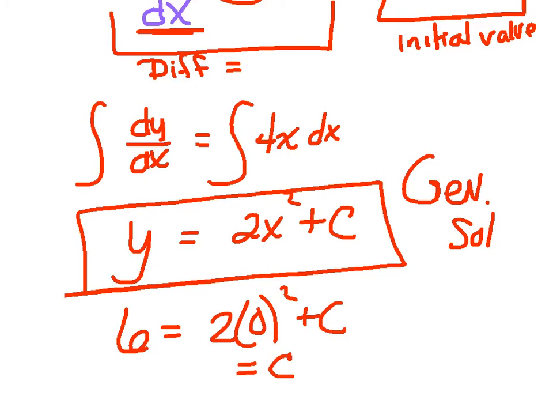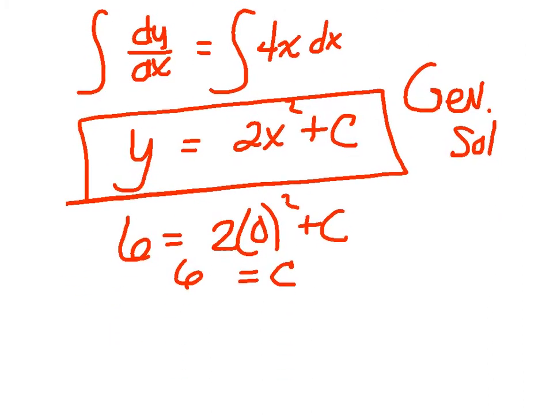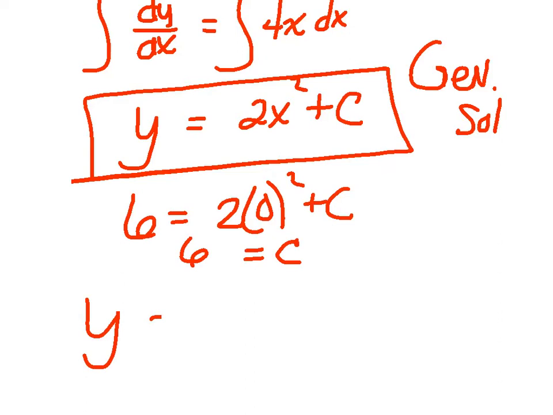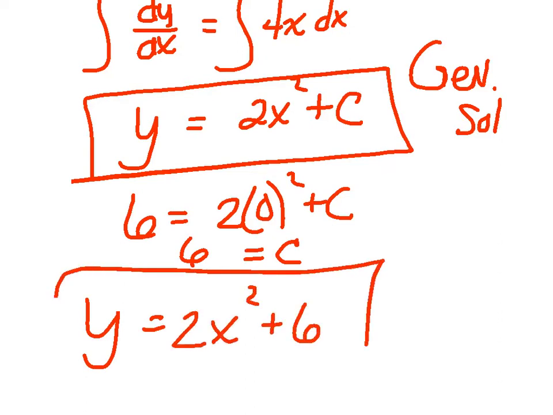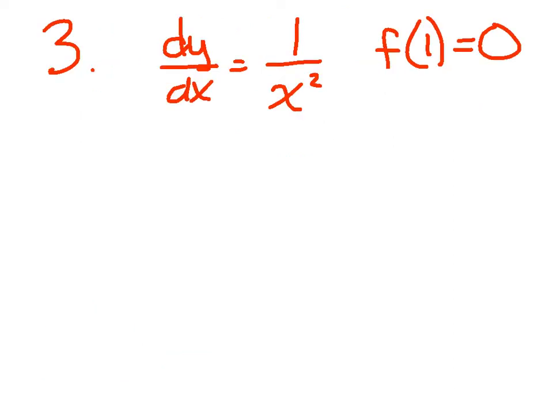So c equals 6. And then don't forget to write that final solution out. I've got y equals 2x squared plus 6. And again, that is a particular solution to that given initial condition.